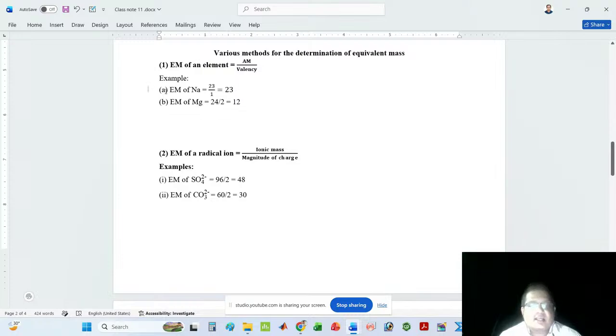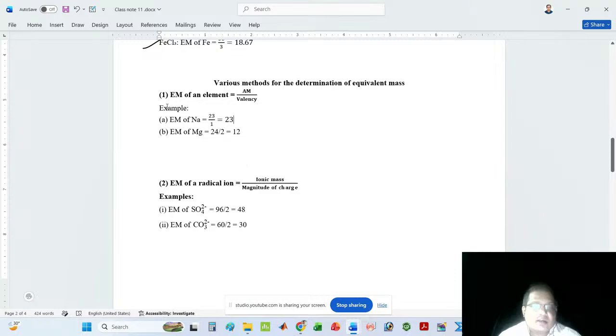Take an example. Equivalent mass of sodium is equal to 23 divided by 1, which is equal to 23. Here 23 is the atomic mass and 1 is the valency. So equivalent mass also has the value 23. Here both atomic mass and equivalent mass are the same. When the valency is 1, then the equivalent mass and atomic mass for an element are the same.